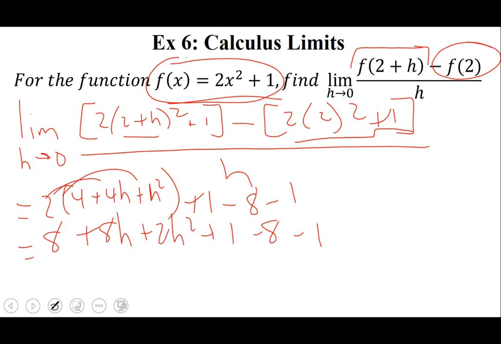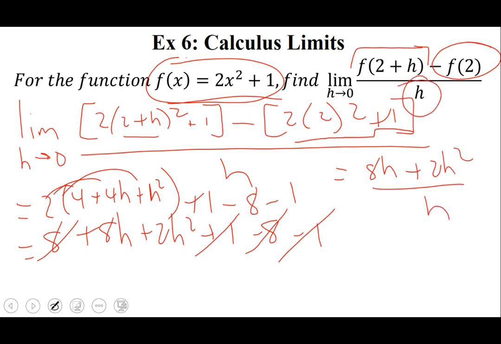This is where the beautiful, glorious things should start happening. The 8s cancel. The 1s cancel. What you're left with in the numerator is 8h plus 2h squared, and then don't forget that original h from the denominator. Again, I get a little bit lazy sometimes, and I drop it throughout, but don't forget to put it back in at the end.